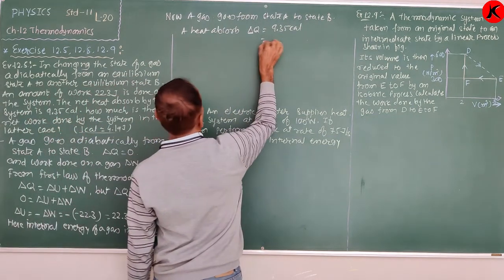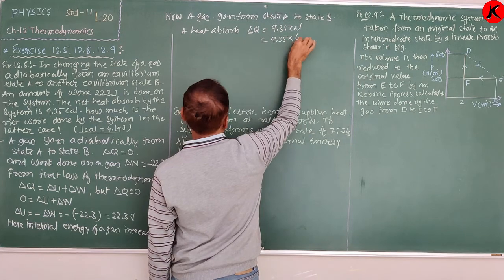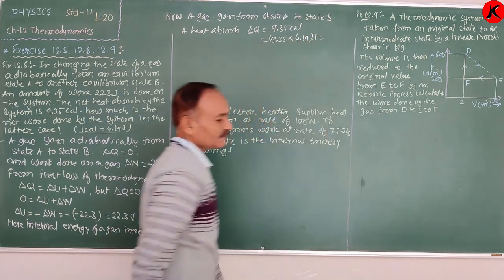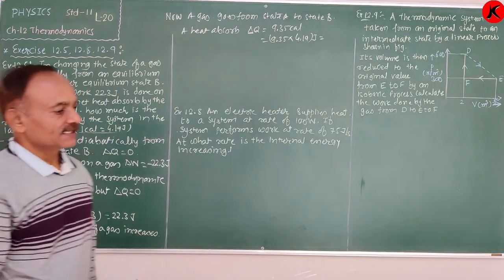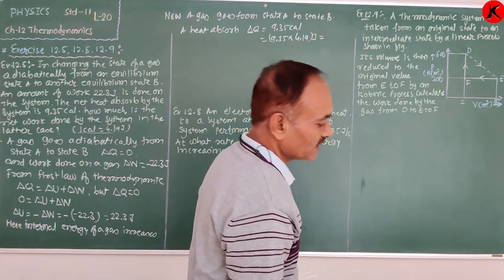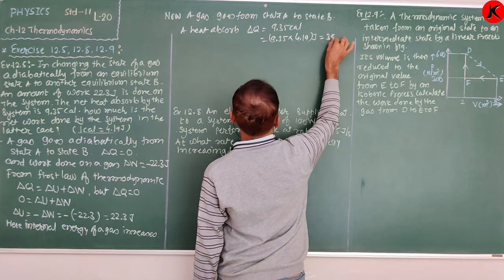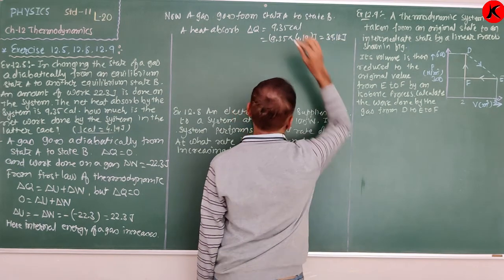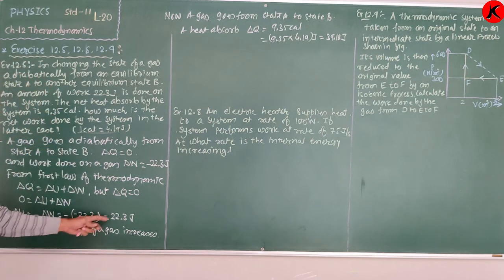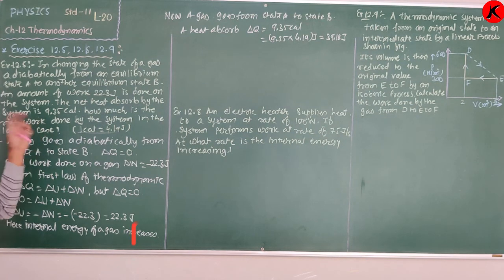Therefore, 9.35 into 4.19, that much joule. Now what is the multiplication of this? 9.35 into 4.19, so its multiplication is 39.18 joule. Right? Okay. Now delta U is known. We have to find out the net work done in the latter case.